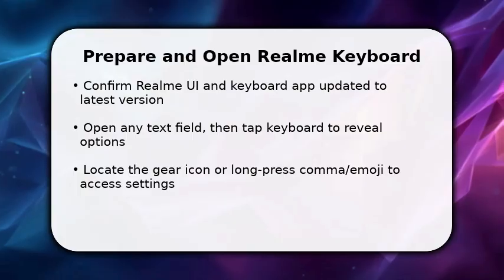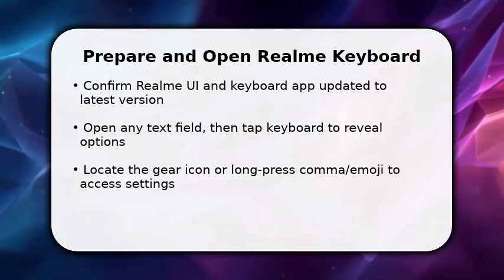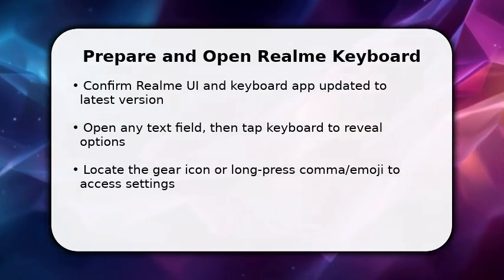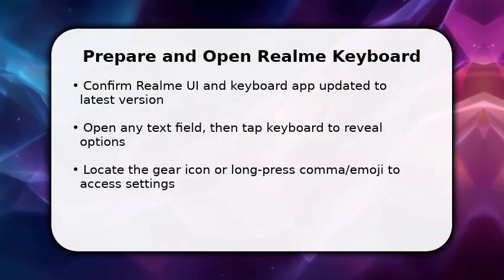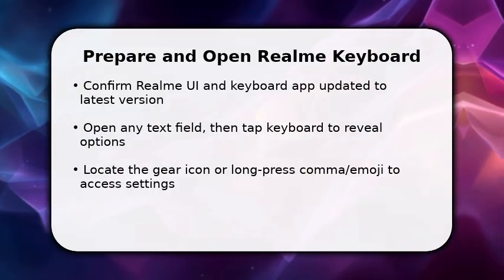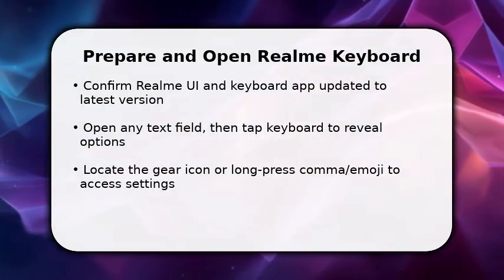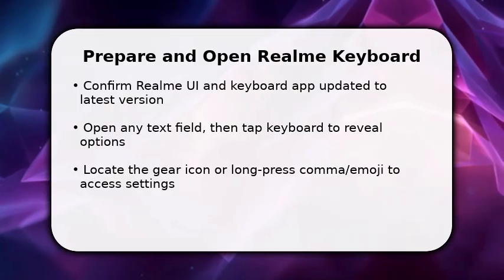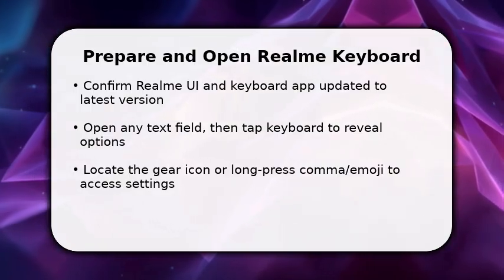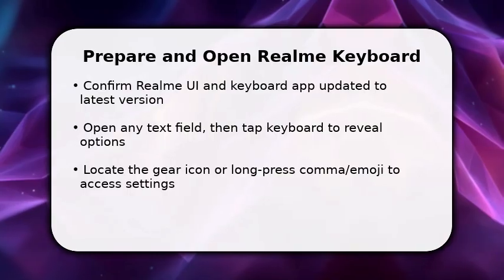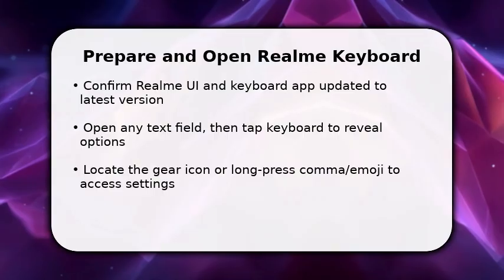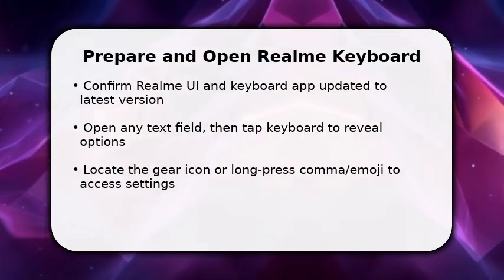Enjoy the video. You'll start by getting into the keyboard quickly. Make sure your Realme keyboard is updated. Once done, open a text field like Messages or Notes and tap the keyboard. You're looking for keyboard options, either a gear icon on the toolbar or a long press on the comma or emoji key to reveal settings. Do this now so you're in the keyboard settings screen. This step puts you exactly where the voice typing toggle and related permissions live.